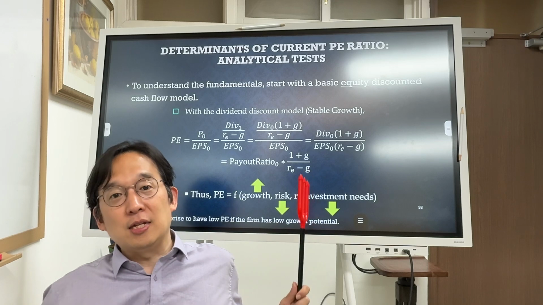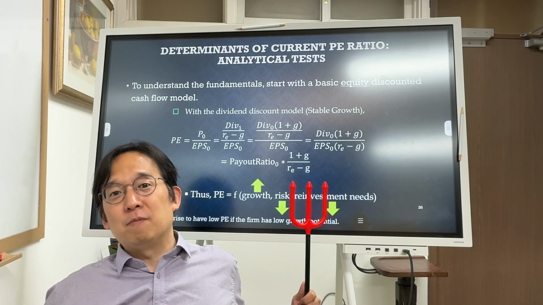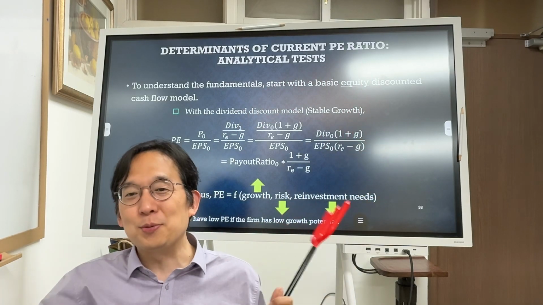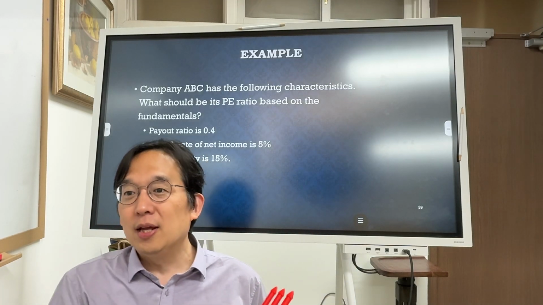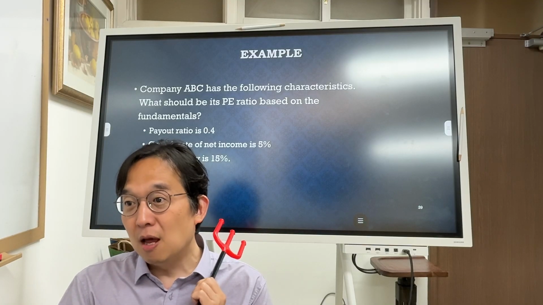Why is that the case? Look at the denominator, okay? Shrinking down the denominator will explode the number. So that's why. Anyway, example, a company ABC has the following characteristics.